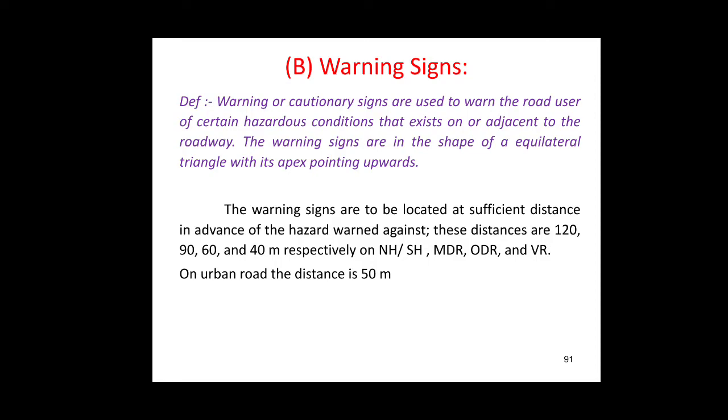The warning signs are to be located at a sufficient distance in advance of the hazard warned against, and these distances are 120, 90, 60 and 40 meters respectively on the national or the state highway, major district road, ordinary district road, and the village roads. And on the urban roads, the warning sign is provided at a distance of 50 meters from the actual hazardous site.